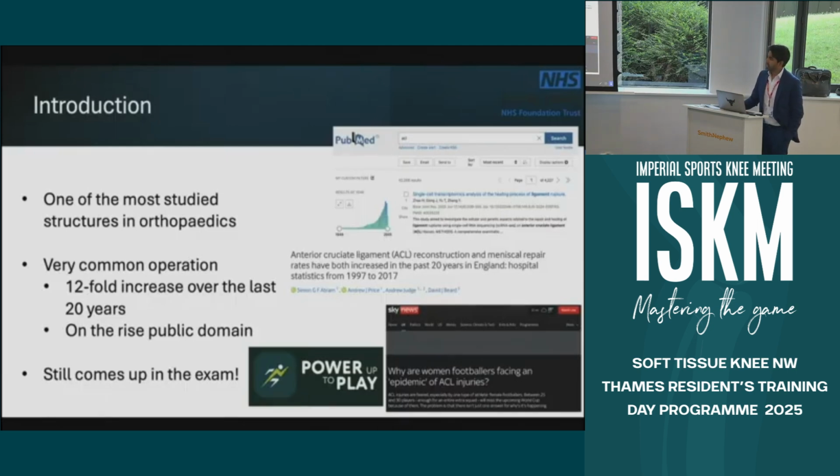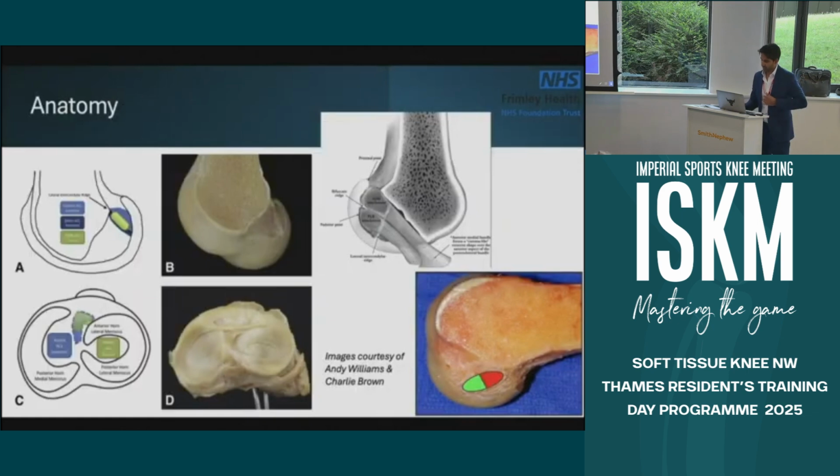It is becoming a very common operation. You know, it's increased 12-fold over the last 20 years. And you'll also notice it's been quite a big thing in the public domain. Huge media publication on it about injuries with women, athletes, and kids, and also still an exam topic worthy, so it's worth knowing all about it. And obviously you've got practical to learn about, so we'll try and go through a bit of my experience.